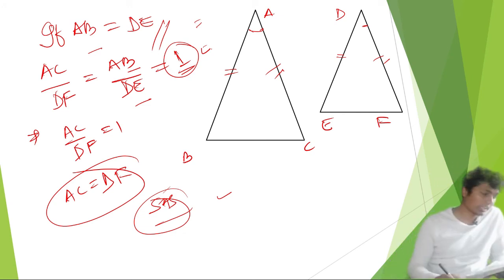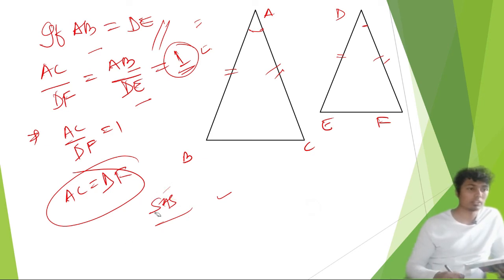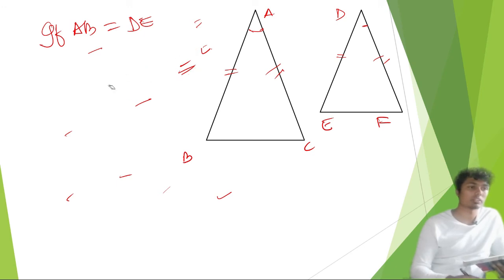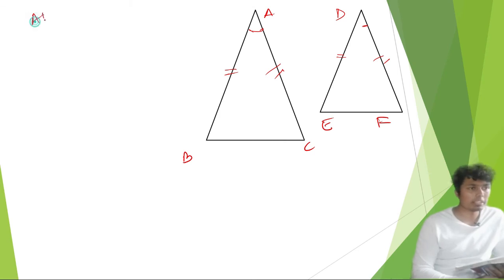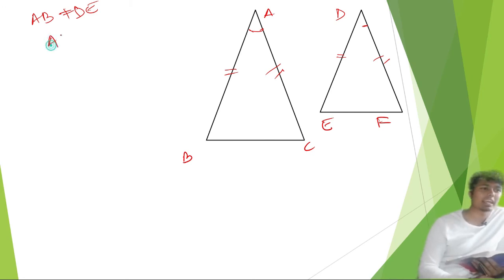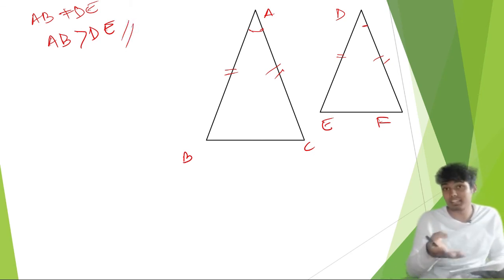Now another case. Let me draw this one. What is the other case? If AB is not equal to DE, then one is greater than the other. Without loss of generality, we can take AB greater than DE. We can take less than also, but we are taking AB greater than DE because it is given in the question. You can take AB less than DE and prove it also. It's not a big deal.